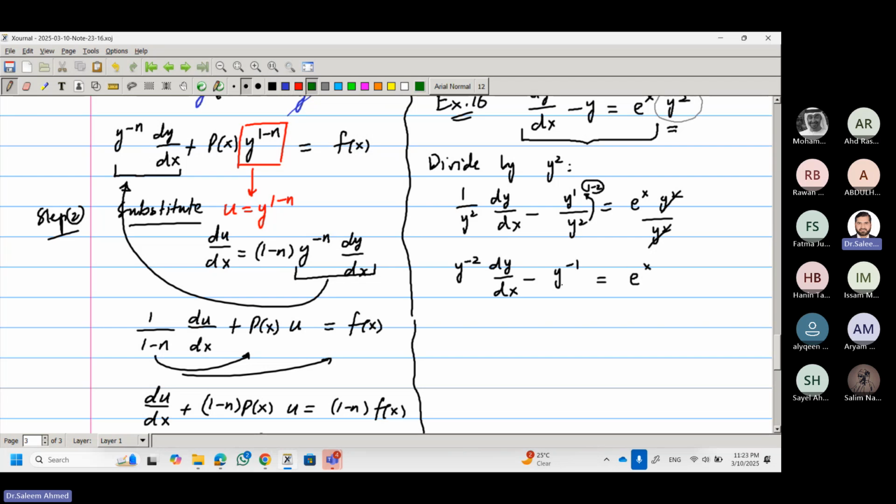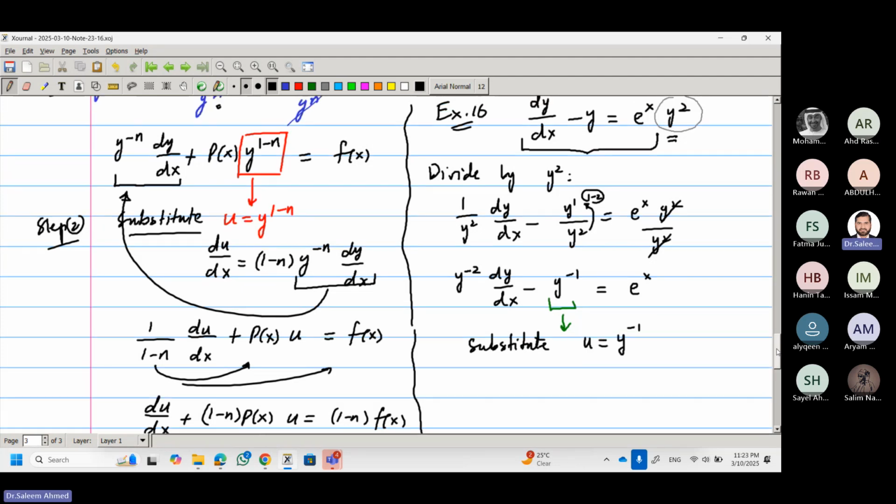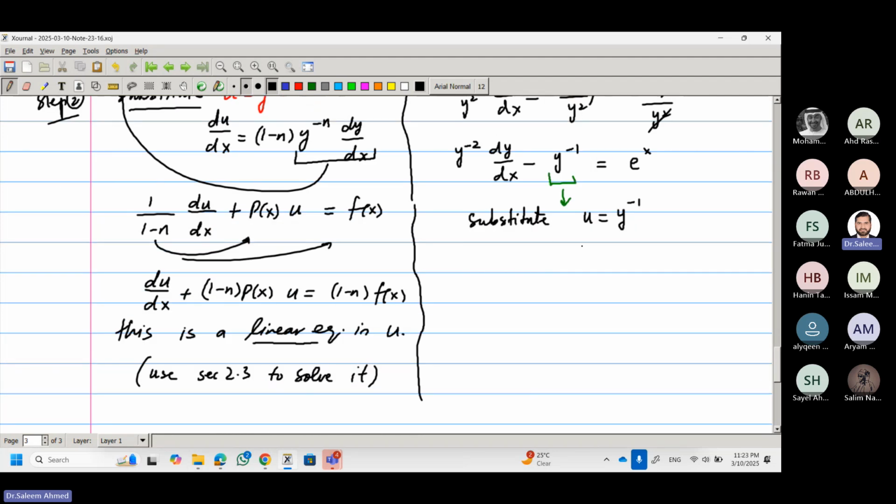So at this step, we replace this by u. We substitute this by u. Substitute only the power of y, not p(x). Only the power of y. Substitute this by u. And then take the derivative. du/dx will become minus y^-2 dy/dx. And you see, the first term is y^-2 dy/dx. I don't want this minus, so bring minus here.